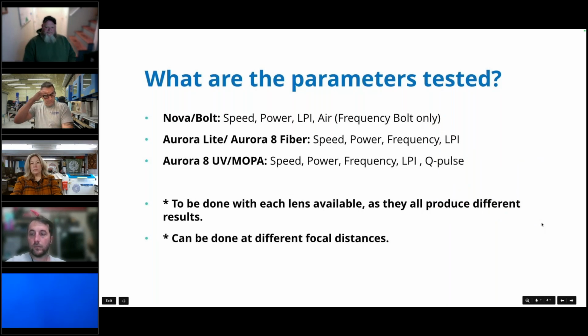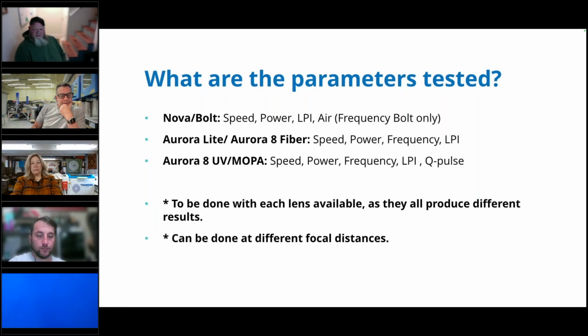So what are the parameters? As I go through here, if y'all have any questions, there's a little button to raise your hand, or you can put it in the chat, and one of us will hopefully see it. So the parameters being tested. For the Novas and the Bolts, we're looking at speed, power, lines per inch, and some additional things: air, how much air, or where we've turned the pin valves. If you have a digital gauge, then what your air pressure is reading there. But more specifically on the Bolt, we're also looking at the frequency.